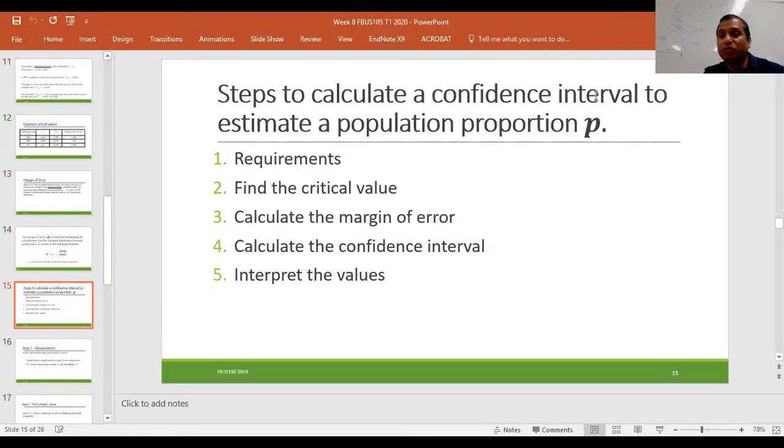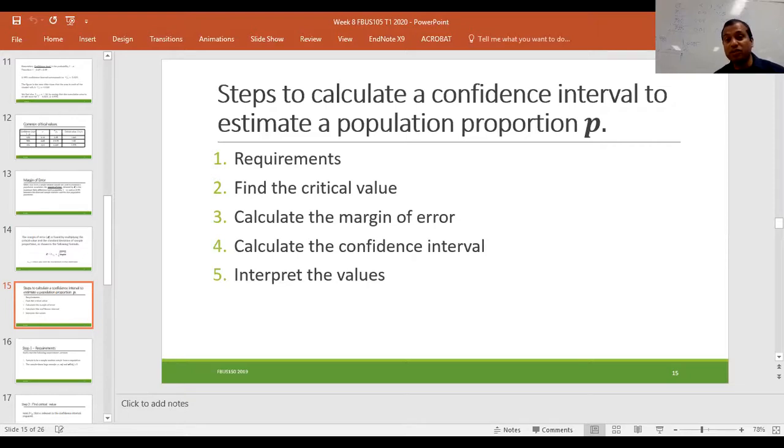Okay, let's go through the 5 steps we have in order to calculate the confidence interval for a population proportion P. First, you need to check the requirement: is the requirement of normal distribution fulfilled or not? We have seen a similar requirement in the case of the sampling distribution of mean and the sampling distribution of proportion. So first we will see whether the case fulfills the criteria of normal distribution or not.